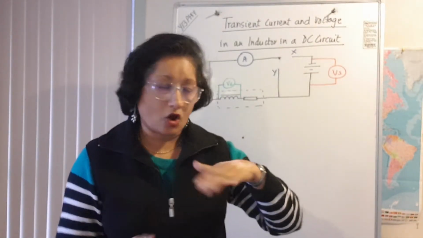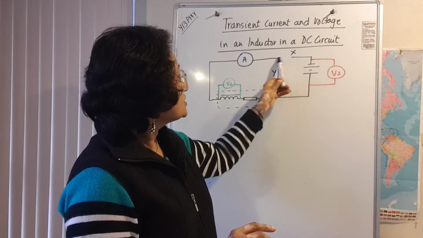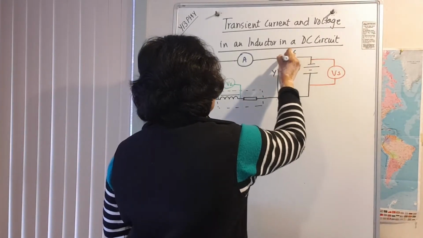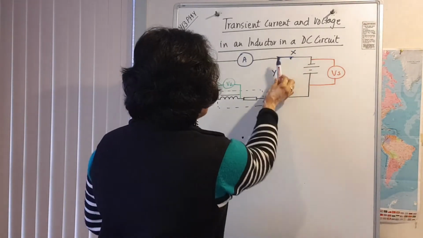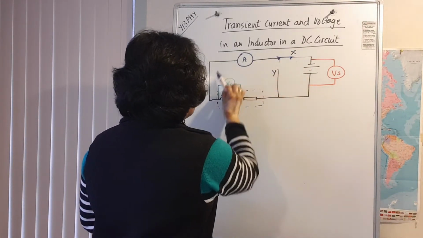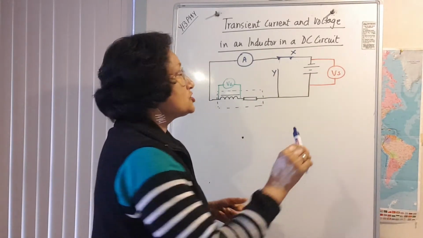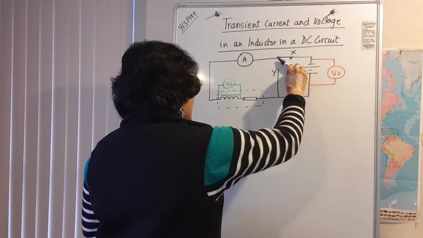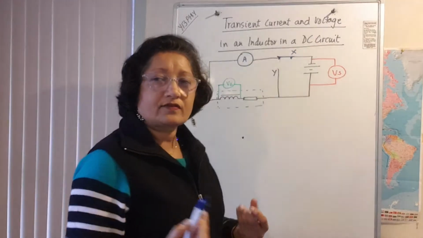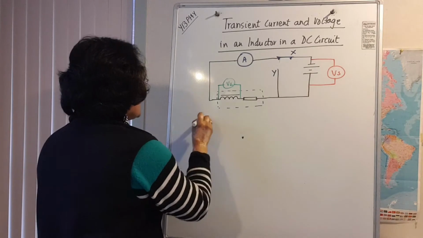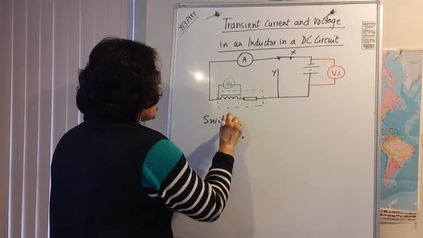One is at switch on. That means the switch is across X, this position. Then we're going to see what happens when the switch is across Y, so that the inductor is discharging. And the third one is switch off, when there's an air gap. Slightly different things happen. So let's look at switch on.